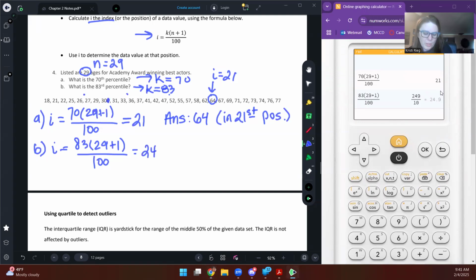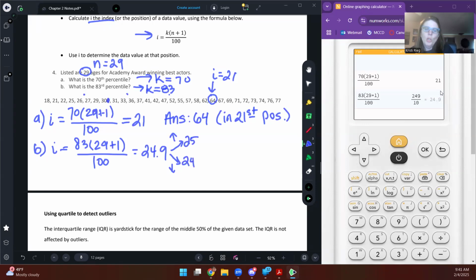The problem with 24.9 is that it's not a whole number. So the way that Newton Alta does this is we round up and we round down. That's a lot of arrows. Up and down, so we get 25 and 24.